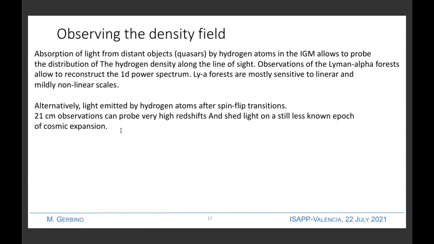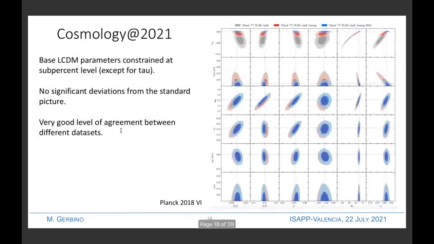The same thing can be done by observing, instead of the absorption lines, directly the emission lines that are emitted by the hydrogen atoms that undergo the spin flip transition. This is the famous 21 centimeter observations that can be used again as a probe of the intervening matter in between distant sources and us, and again use it as a tracer of the total matter distribution in the universe.